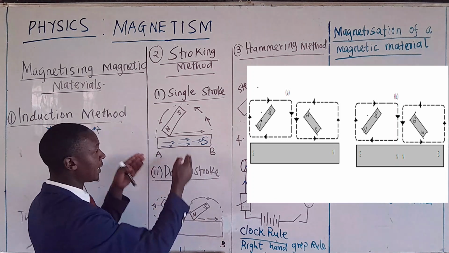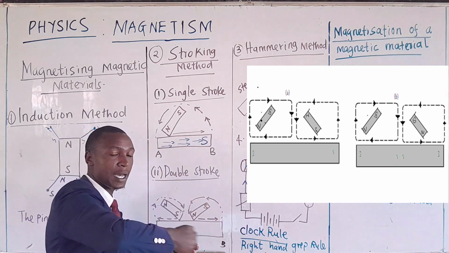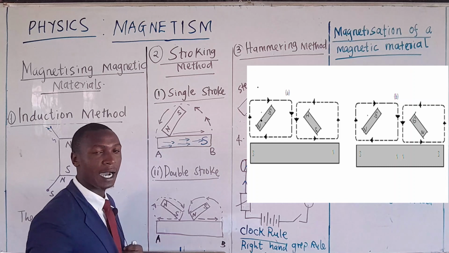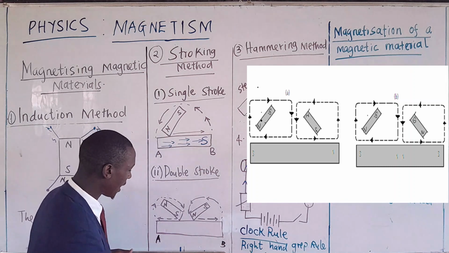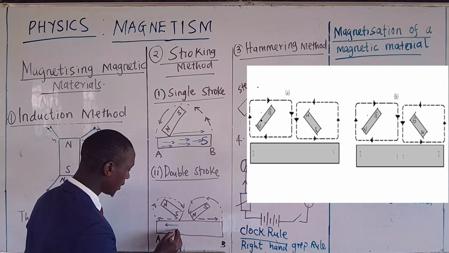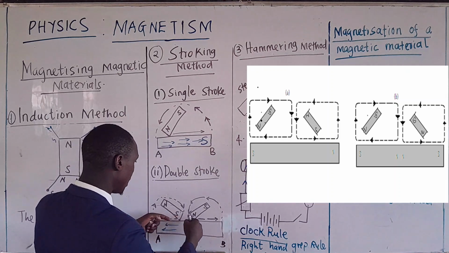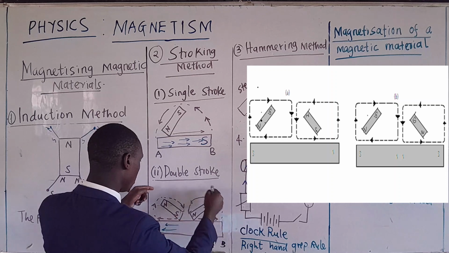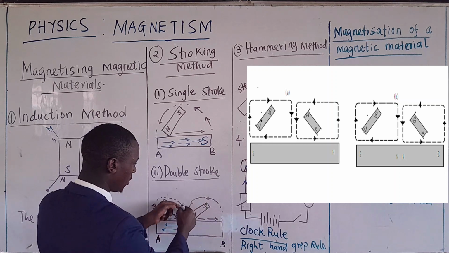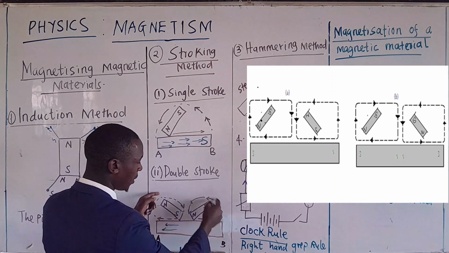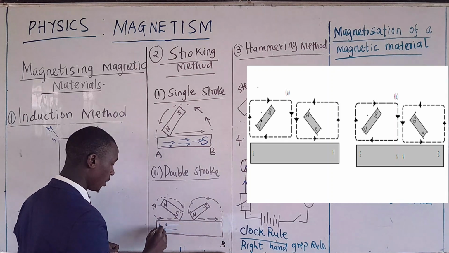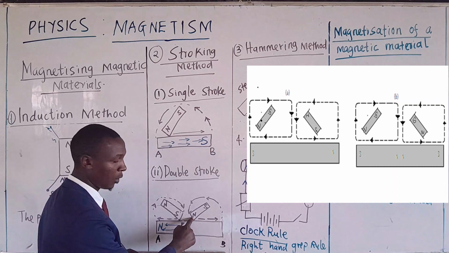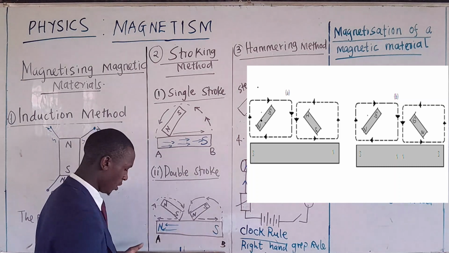Because we have said in single stroke that at the end of the bar, the bar acquires the opposite polarity, it means that as we try to align these dipoles using the double stroke method, we are going to move them in the direction shown, and we stroke many times. At the end of the day, this end is going to be a north, and this end is going to acquire the opposite polarity, which is a south.